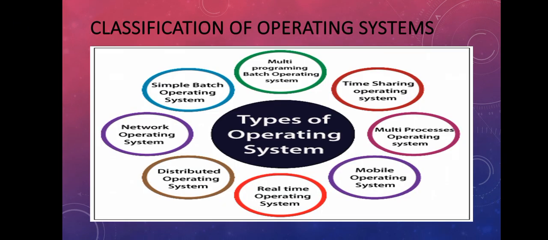Now let's look at the different types of OS. They are classified based on their functionalities. These include single-user OS, multi-user OS, batch OS, time-sharing OS, multi-programming OS, and more. Let's break them down one by one.